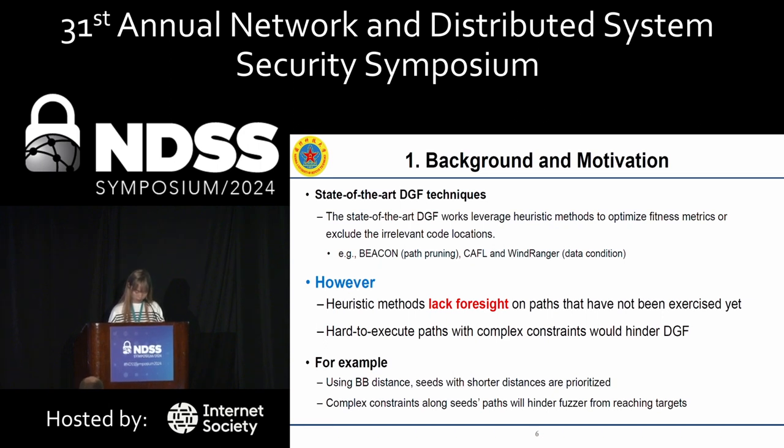For example, when using the BB distance as the fitness metric, seeds with shorter distance are prioritized without considering path feasibility. As a result, seeds whose paths have complex constraints will hinder fuzzing from reaching target sites.